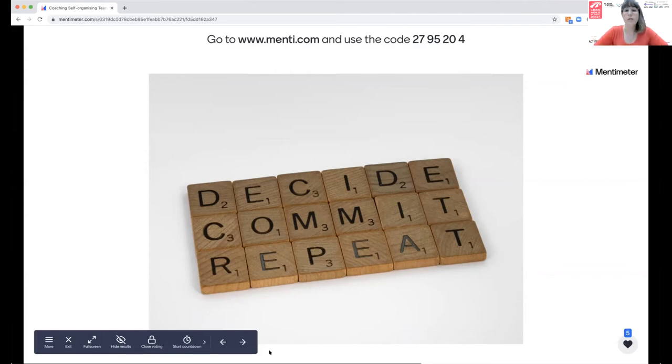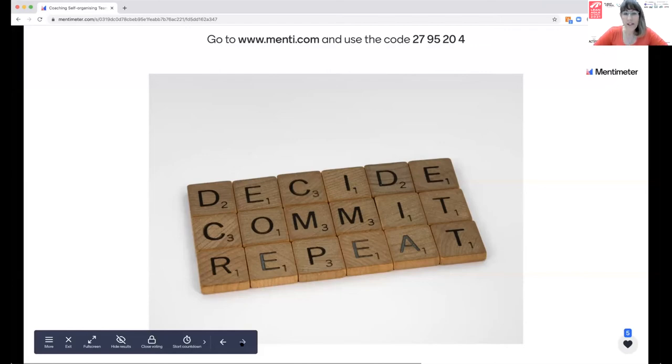Could be a whole host of different questions that you might ask the team. The key thing is that it's about creating dialogue. So you want to make sure, again, that you've created that space for them to have those conversations and that you've enabled them to come up with a process that works for them.